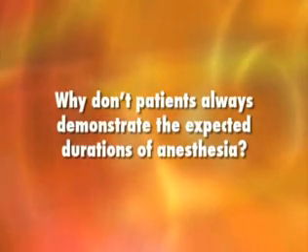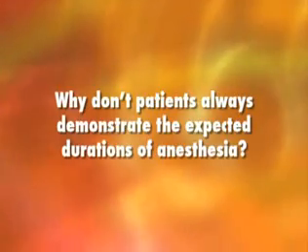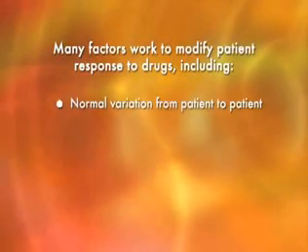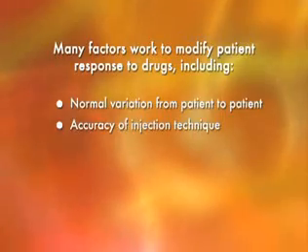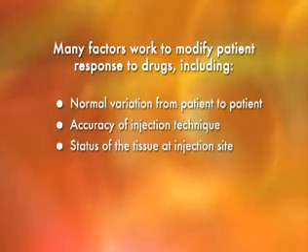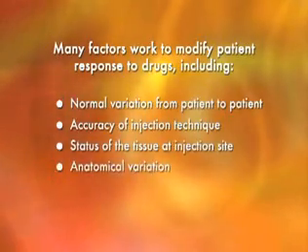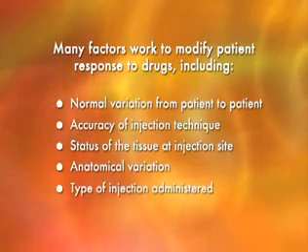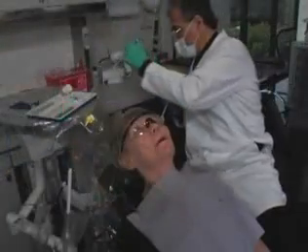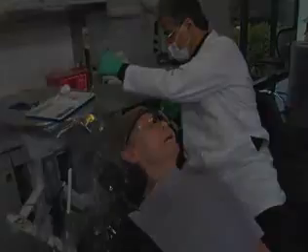Why don't patients always demonstrate the expected duration of anesthesia from these drugs? Many factors work to modify patient response to medications, including normal variation from patient to patient, the accuracy of our injection technique, status of the tissue at the injection site, anatomical variation, and the type of injection administered. One factor is the normal variation in response to drugs from patient to patient. This is called the normal distribution curve or the bell-shaped curve.